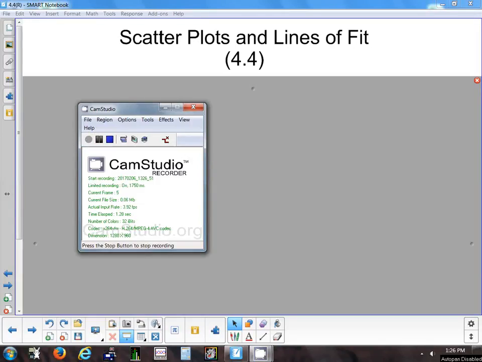All right, so today we're going to look at section 4.4, which is on scatter plots. And basically a line of fit is when you have a bunch of dots and it looks like they make a pattern, you try to draw a line right through the middle of the dots.